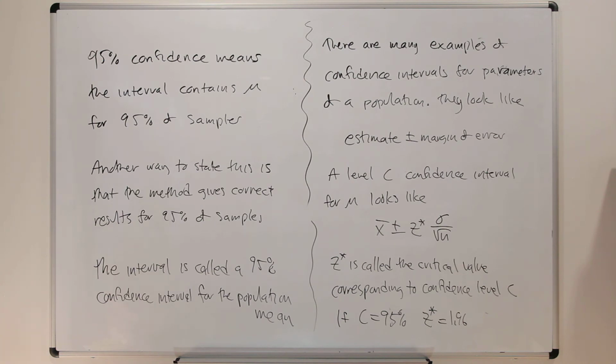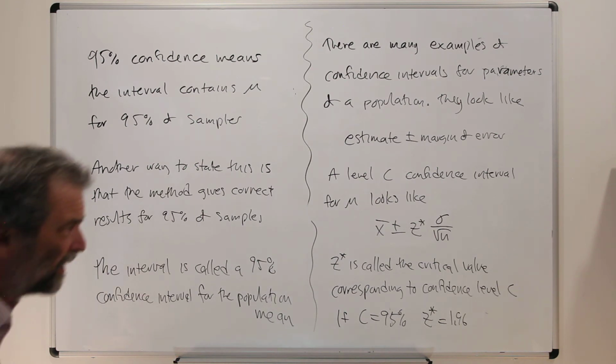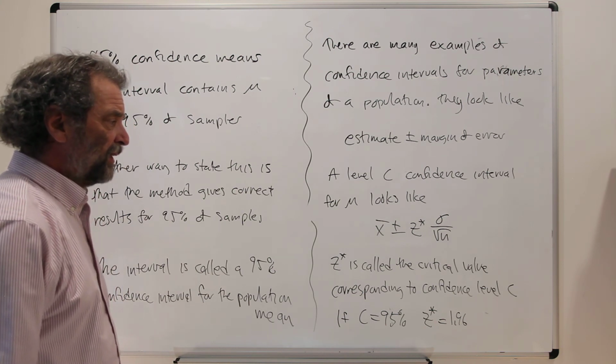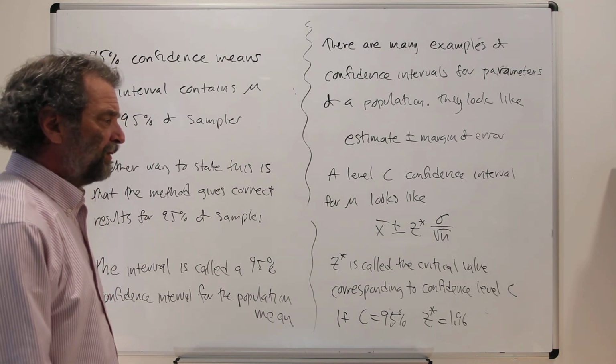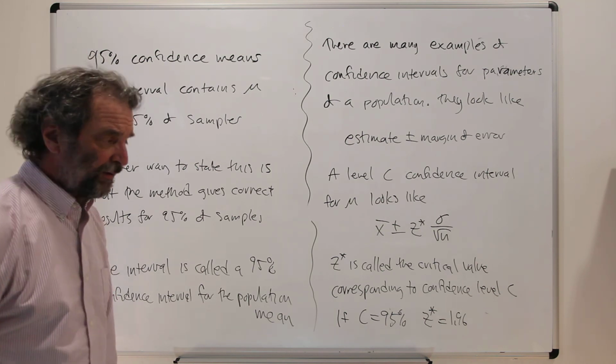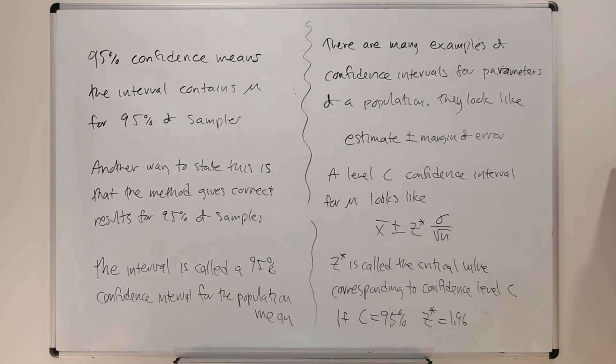A level C confidence interval for mu looks like x bar plus or minus z star sigma over root n. So the z star we used so far is 1.96. The z star is called the critical value corresponding to the confidence level C. So you can look up other critical values for different levels of confidence that you might be interested in. There are tables for those. We'll do that in a minute.